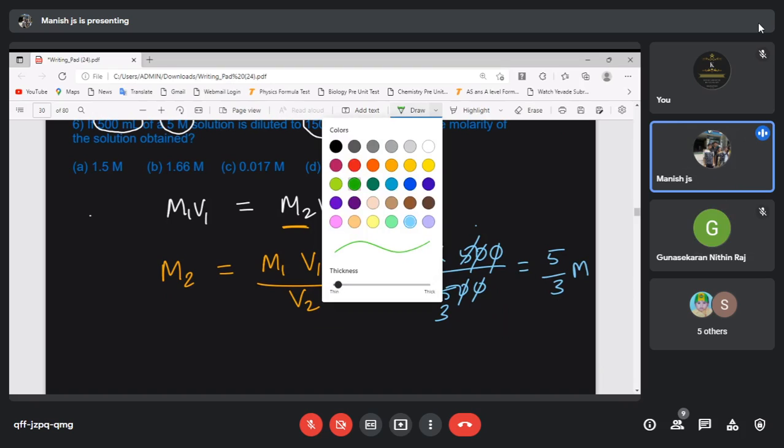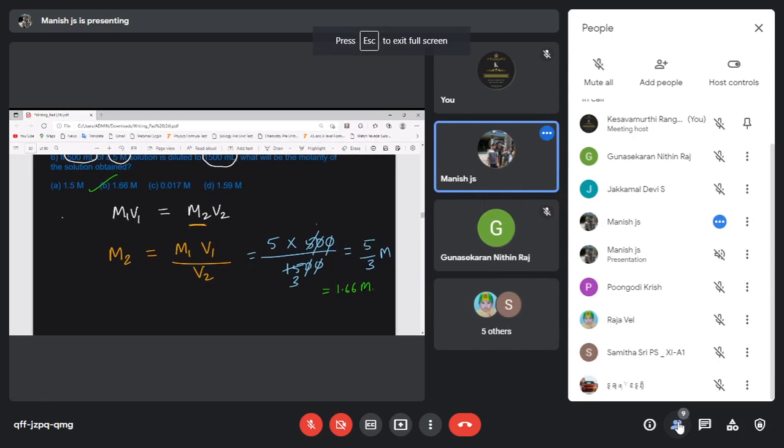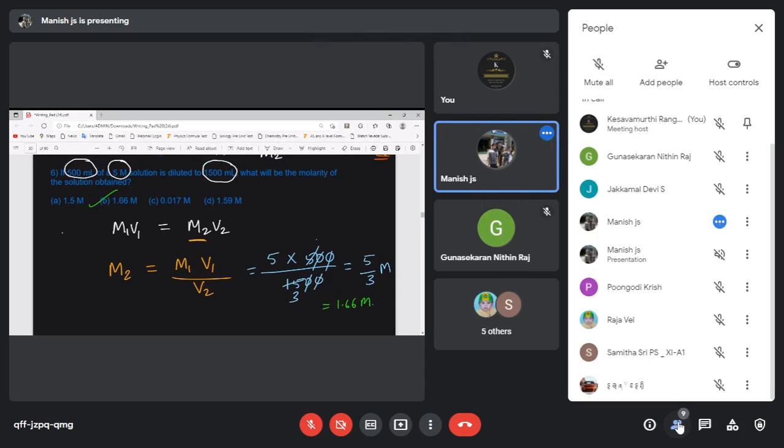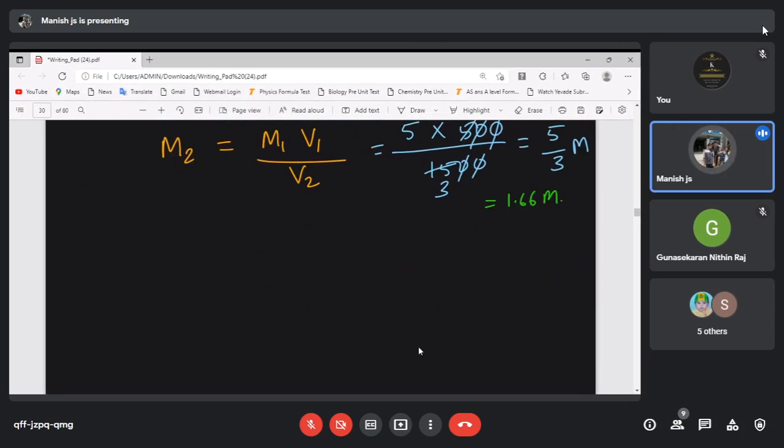1.66. No, that is the answer. So that is equal to 1.66 molar concentration, or the molarity is 1.66. That's all. So in this way you solve this model of the question. Okay, we'll go to the next model without any delay.